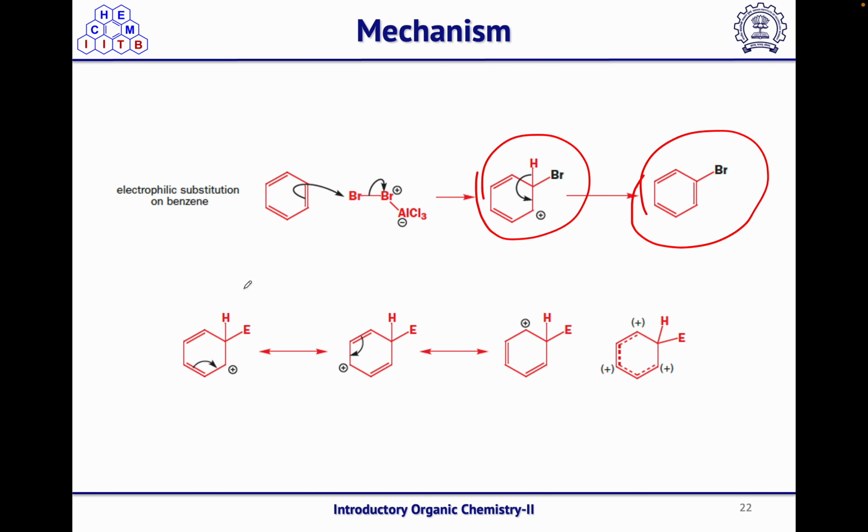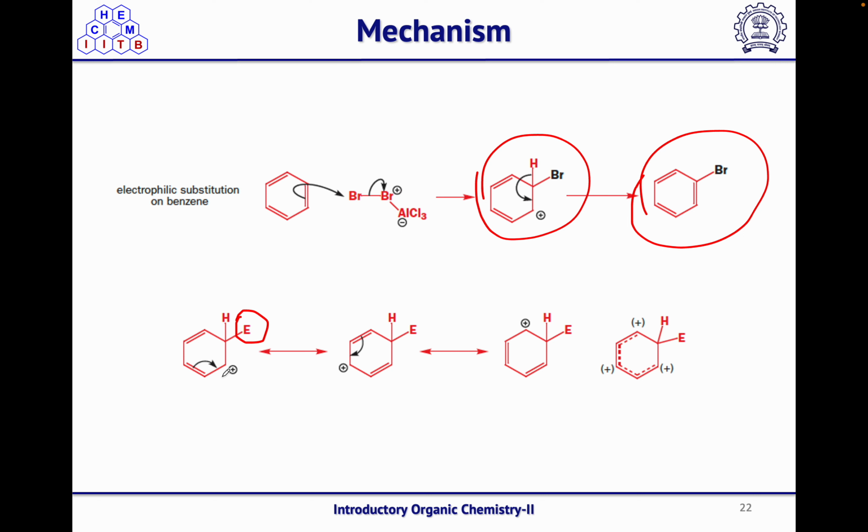So we can see that this intermediate can be written in resonating forms. So instead of bromine, here they have given E, that is electrophile. So upon resonance, when this electron density is pulled in this direction, a carbocation will be generated at this position. Then this electron density can come towards neutralizing this carbocation. So a carbocation will generate at this position.